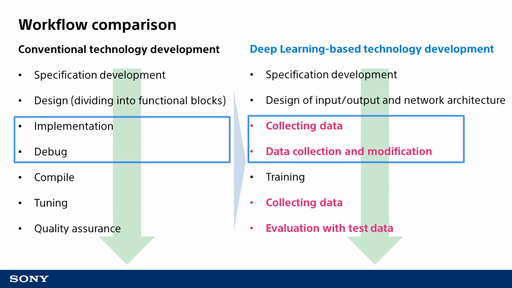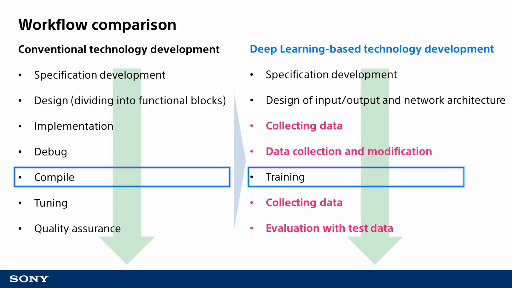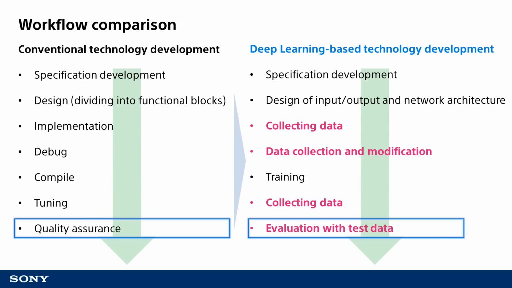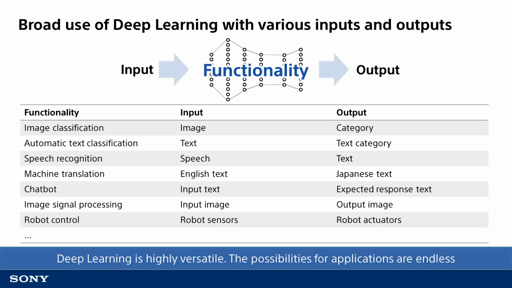The code development and debugging steps are replaced with the process of collecting and providing data to obtain the desired functionality. The compiling step is replaced by the neural network training process. The quality assurance step is replaced with the process of using evaluation data to evaluate if sufficient performance has been obtained. A high degree of versatility enables deep learning to be applied to many different kinds of tasks.